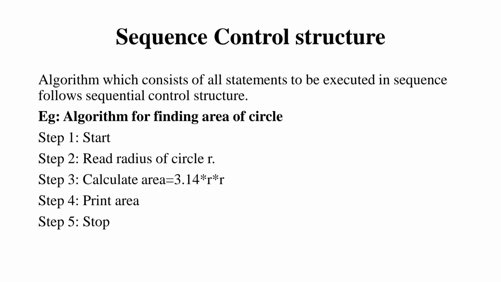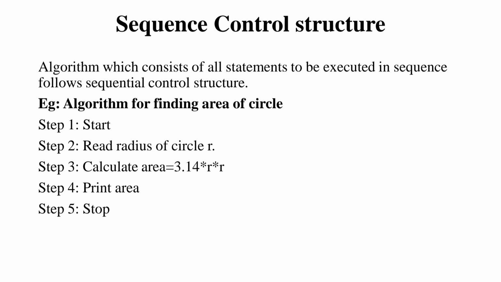The next, sequence control structure. Here sequence in the sense each and every line in the algorithm will get executed in order without skipping a single line. All the statements will get executed. So here the algorithm consists of all statements to be executed in sequence. For this I have given you the example called finding the area of circle algorithm.